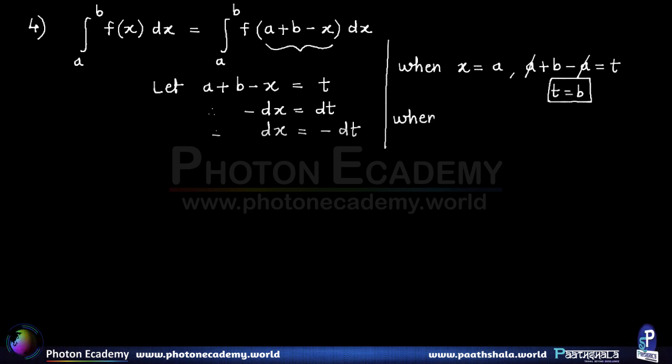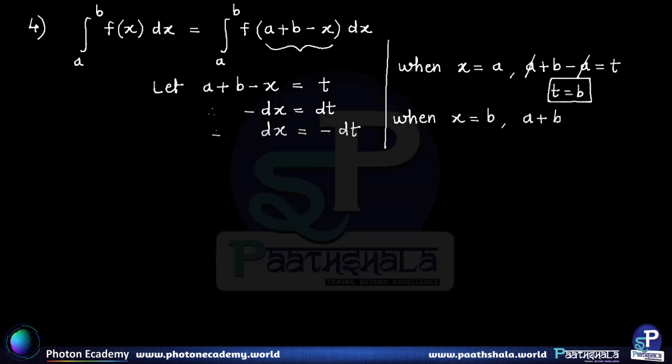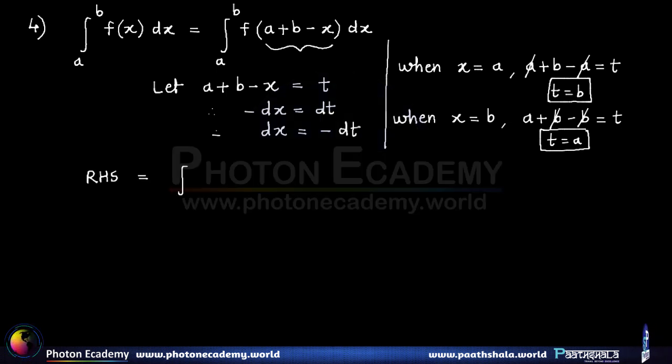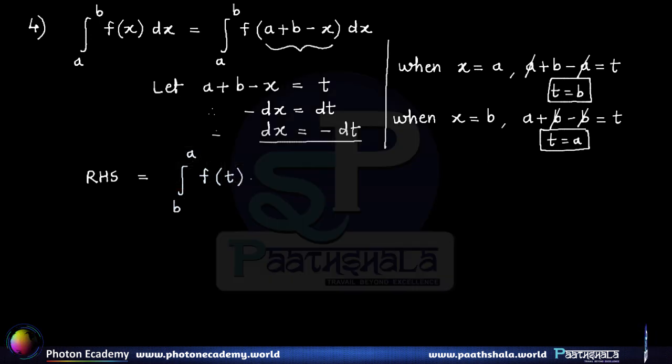Similarly, when x was equal to the upper limit b, in that case we had a plus b minus b is equal to t. Correct? So on cancelling b, we get t is equal to a. So therefore our right hand side integral now becomes, if you now see the limits get interchanged, that is, the new limits are from b to a, f of the expression has been replaced with t and dx is equal to minus dt, so that is minus of dt.